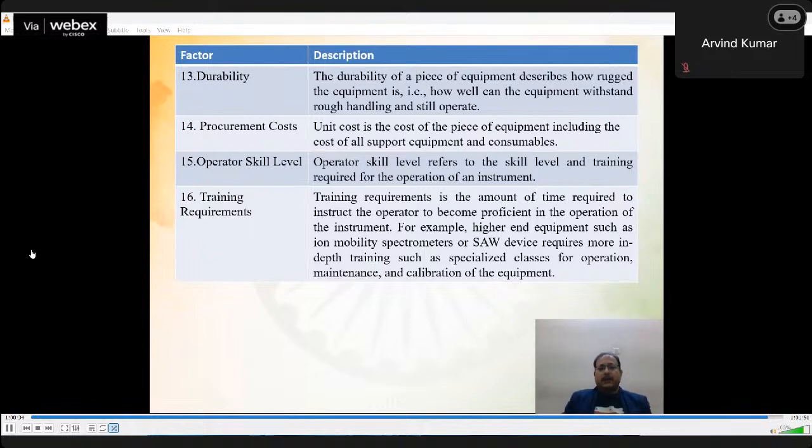Next is the training requirements. Training requirement is the amount of time required for the operator to become proficient in the operation of the instrument. For example, higher-end equipment such as ion mobility spectrometers or similar devices require more in-depth training, such as specialized classes for operation, maintenance, and calibration of the equipment. So all these things contribute, and training facilities are required. Training requirement should be such that it requires minimal training to get output.